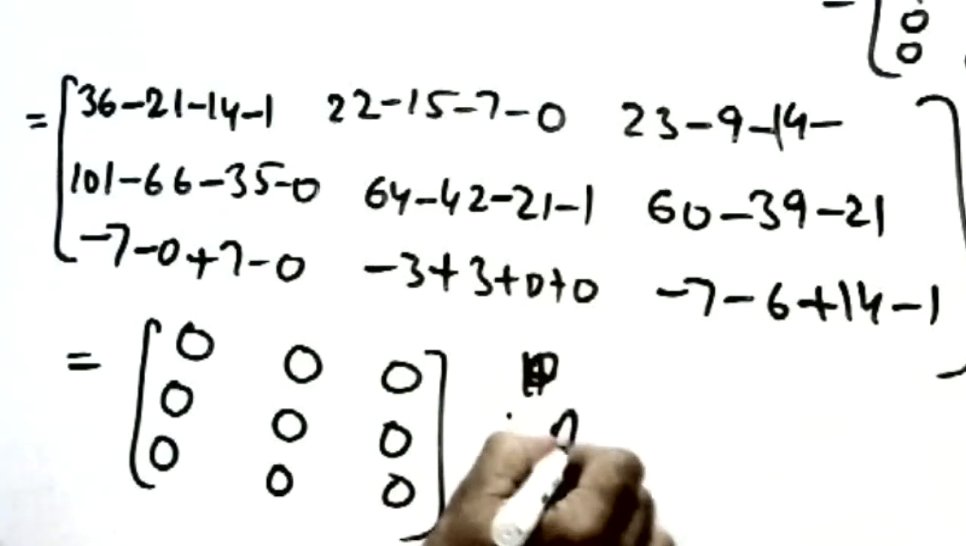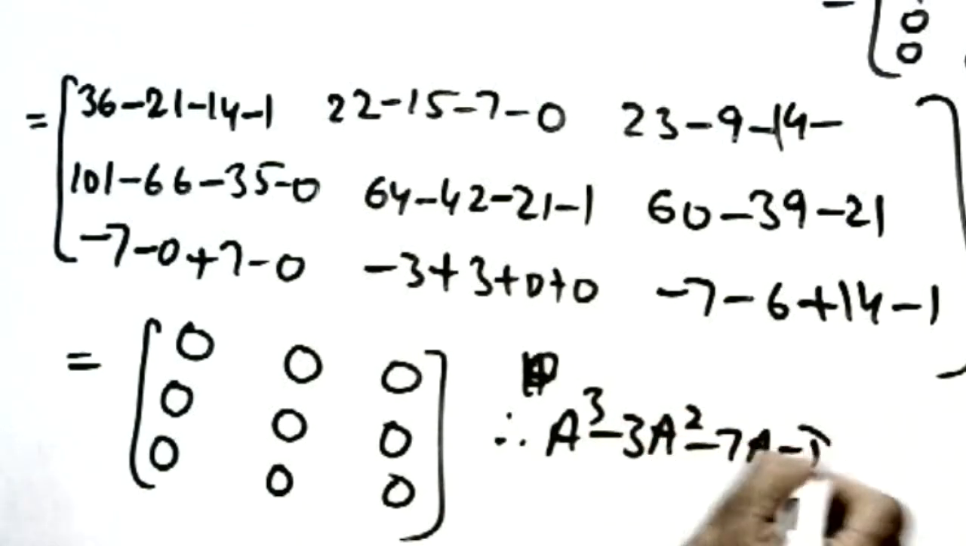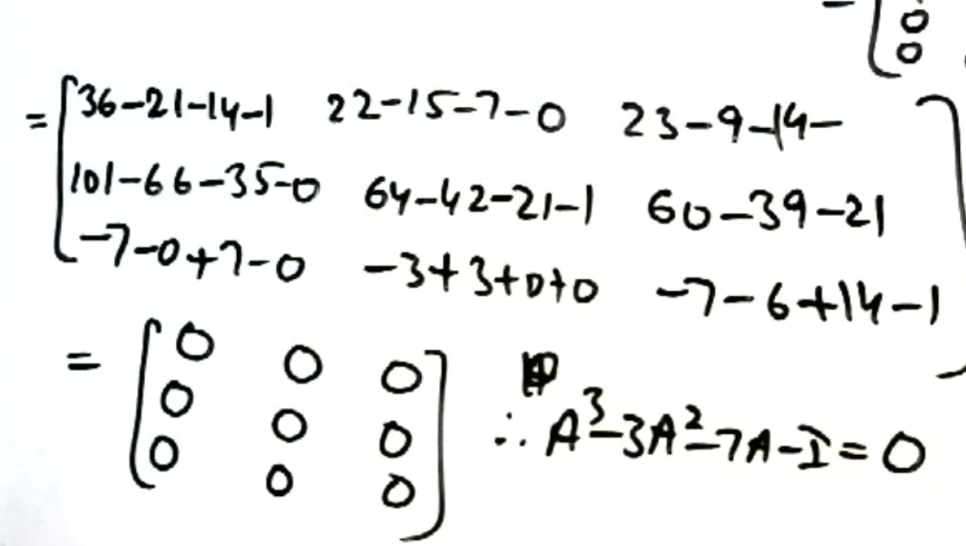Hence we got A cube minus 3A square minus 7A minus I equals the zero matrix. Hence the Cayley-Hamilton theorem is verified.